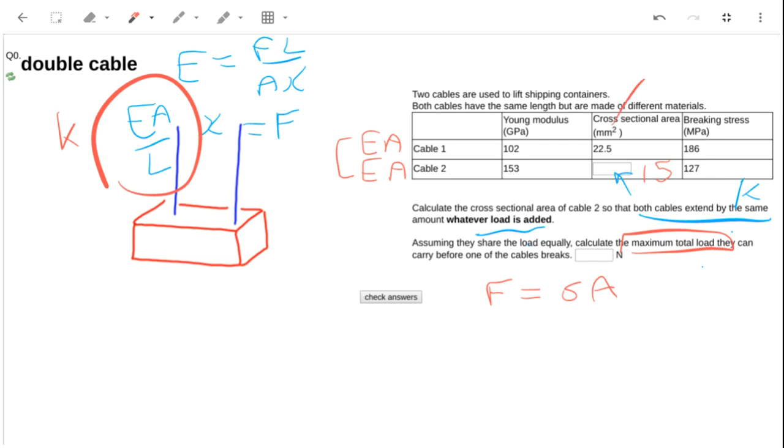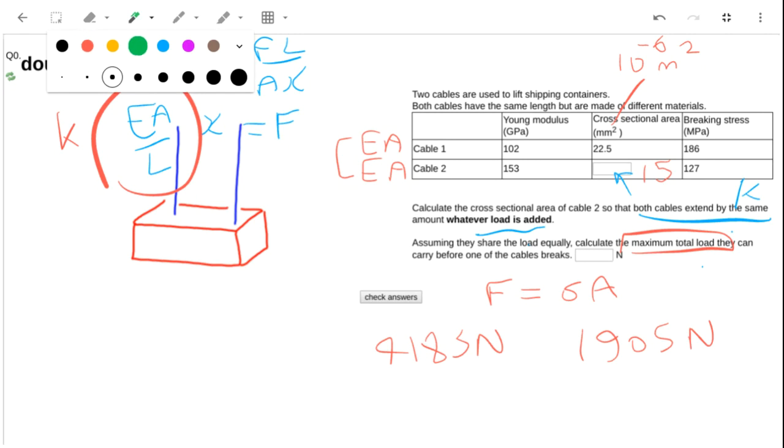Millimeters squared, that's 10 to the minus 6 meters squared, just making sure. And as it happens, that cancels with the megapascals. So for cable 1, it will carry 4,185 newtons. For cable 2, I'll do 15 times 127, and that gives me 1,905 newtons.